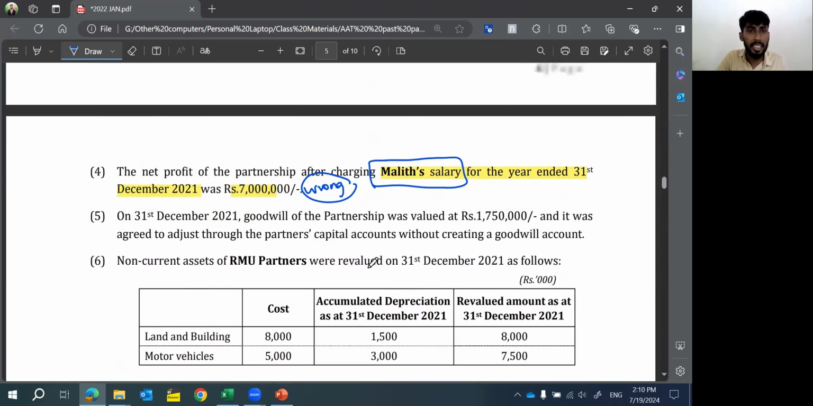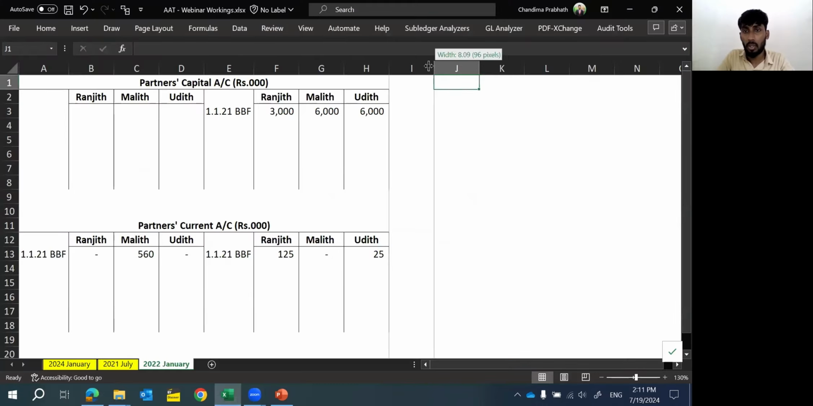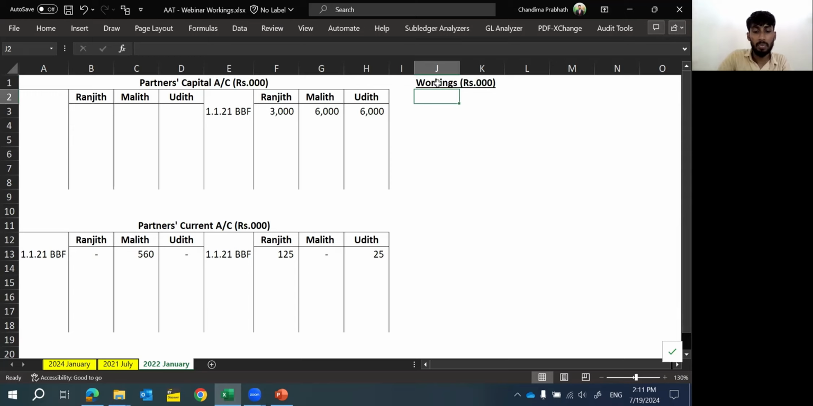That's very easy. First of all, we need to appropriate the profit. To appropriate the profit, we need to rectify the profit. So I will do a working for that. Workings in rupees thousands. Draft profit. How much is the draft profit? It's 7,000. That 7,000 is wrong.